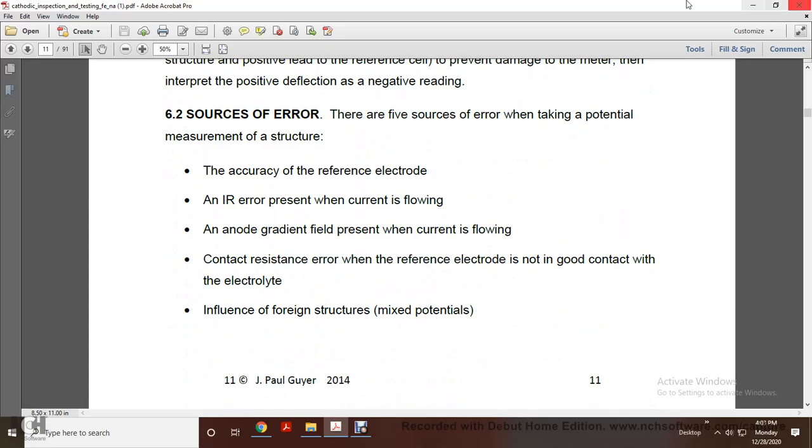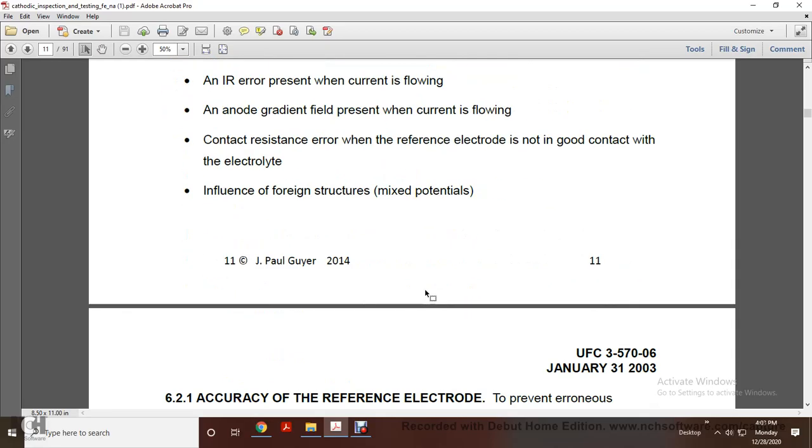Alright, 6.2 Sources of error. There are five sources of error when taking a potential measurement of a structure with a reference electrode. An IR error, representative of the voltage drop present when current is flowing. An anodic gradient field present when current is flowing. Contact resistance error, when the reference electrode is not in good contact with the electrolyte. Influence of foreign structures on potentials.